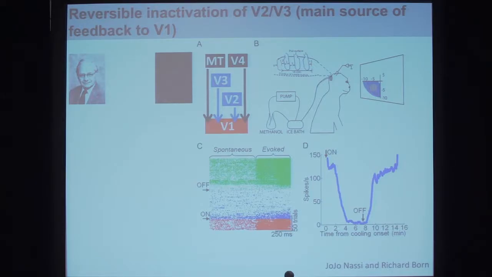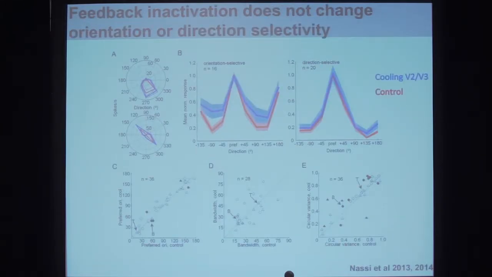This is just an illustration. You can lower the temperature of V2, V3. You can therefore silence those neurons, and then you can record the activity of V1 in awake behaving monkeys in the absence of these feedback signals. So the first point I want to make is that a lot of the basic properties of computation in V1 remain unaltered in the absence of feedback.